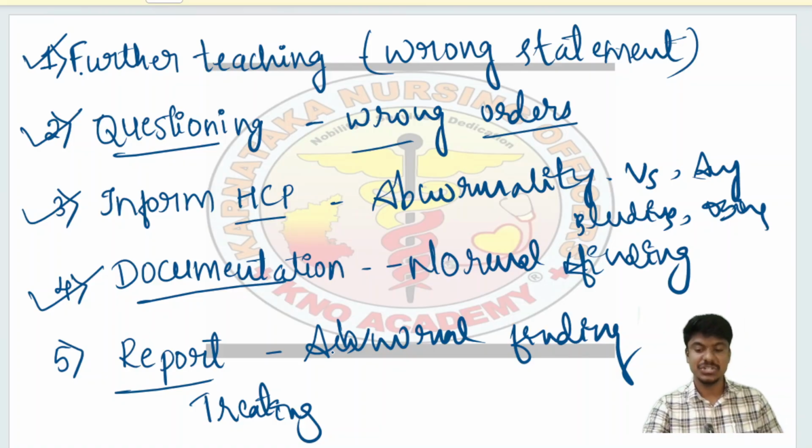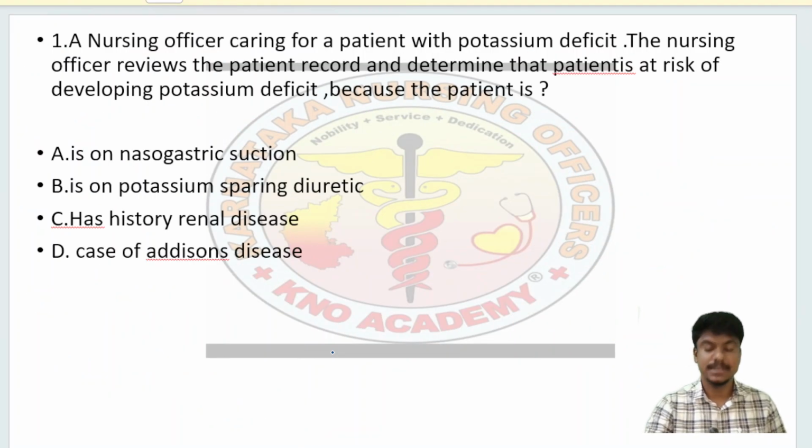Fourth one will be documentation. What will you document? Document the normal findings, and an abnormal finding should be reported to the treating physician. Now we'll move towards the questions.